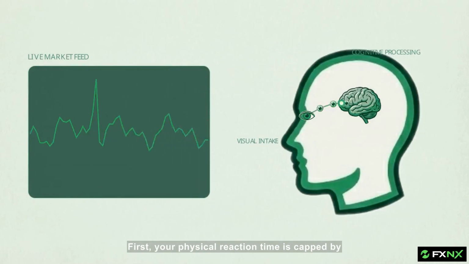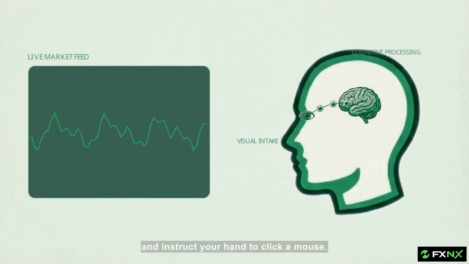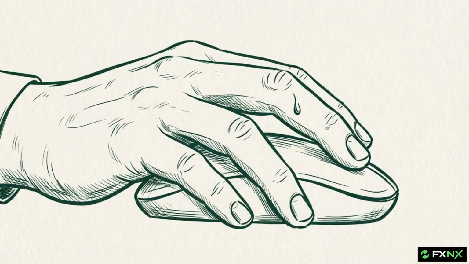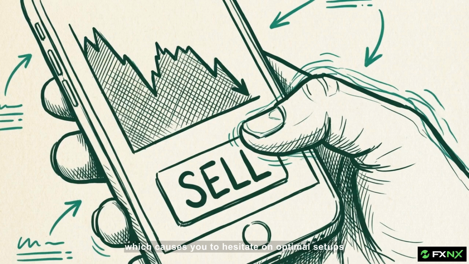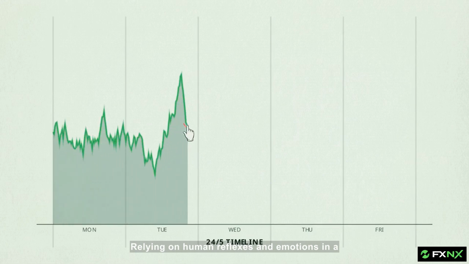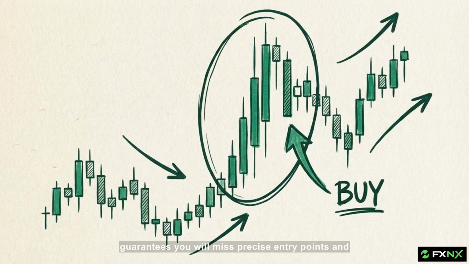First, your physical reaction time is capped by how fast your brain can process visual information and instruct your hand to click a mouse. Second, your decisions are vulnerable to fear and greed, which causes you to hesitate on optimal setups or hold on to losing positions. Relying on human reflexes and emotions in a market that never stops moving guarantees you will miss precise entry points and lose out on potential profits.